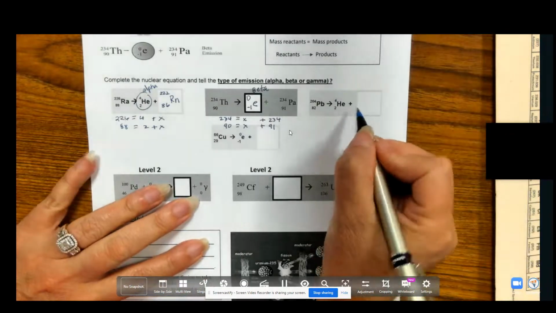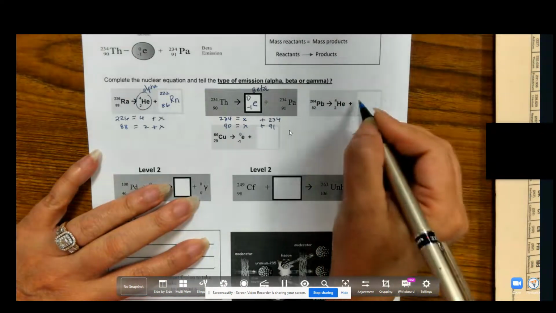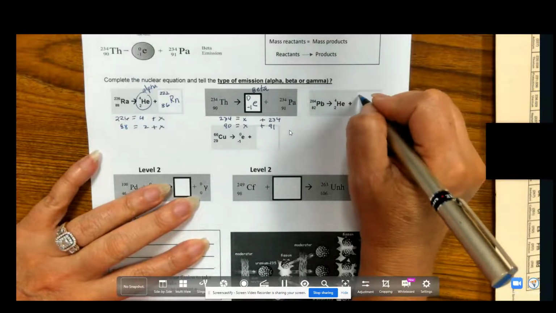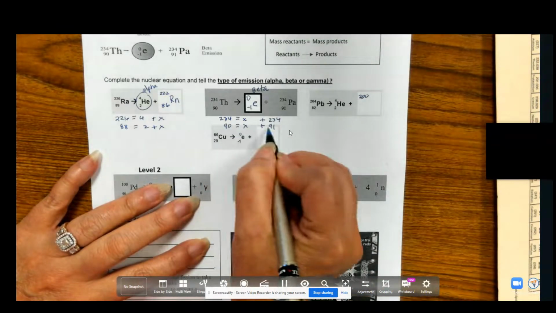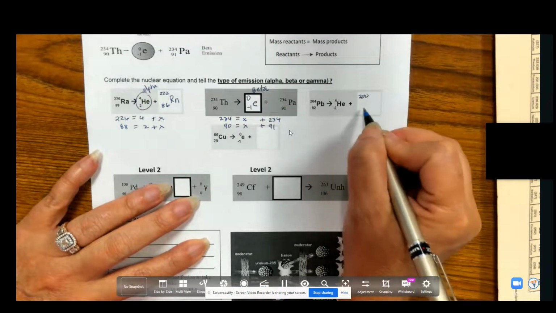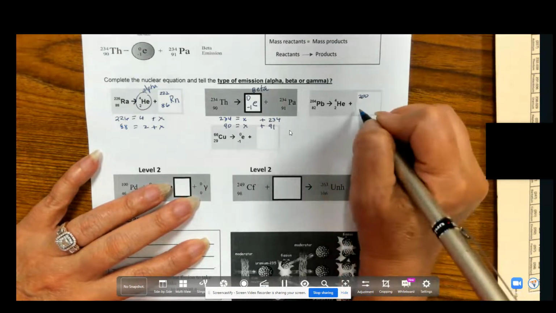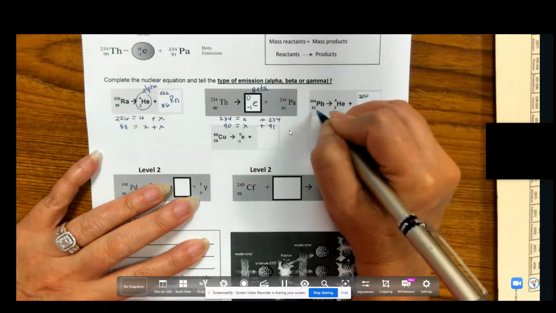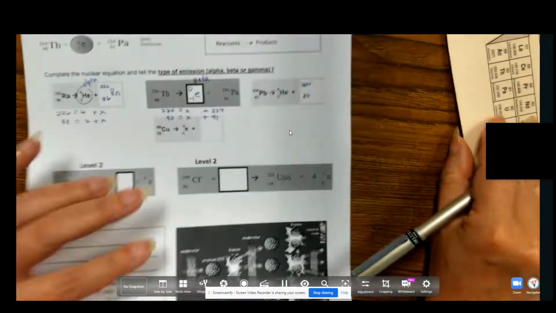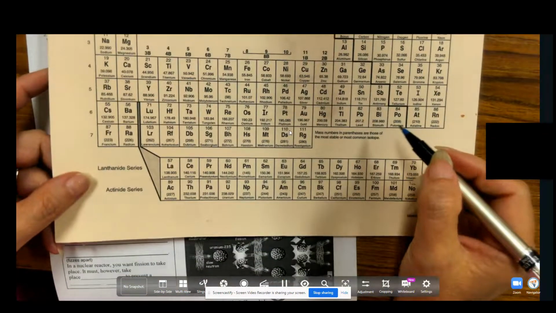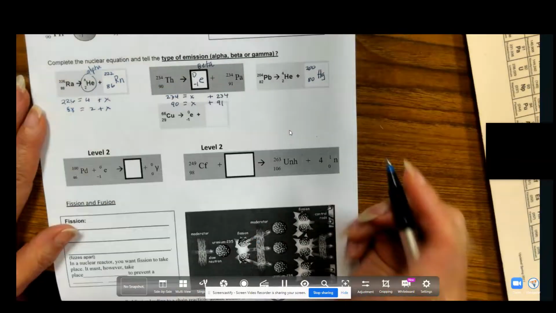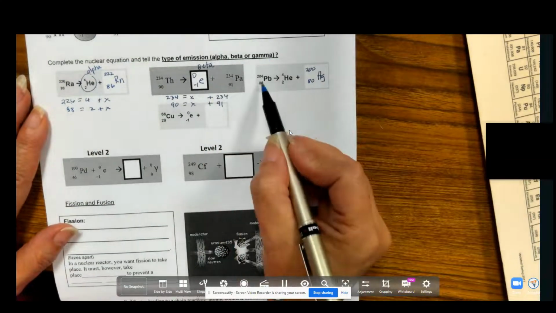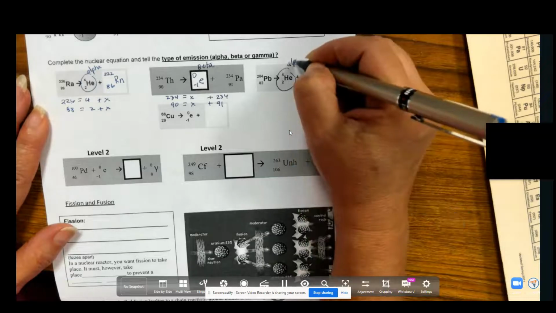All right, let's do the next one. 204 equals 4 plus what? Or we can probably just write it in as 200, right? You don't always have to write it out. So 82 equals 2 plus what? Well, that would be 80, right? Because 80 plus 2 equals 82. All right, and then the bottom number, the 80, tells me what it is. So I find 80, here's 80, it's Hg, mercury. So then I put in the symbol, Hg. And then what type? Alpha, beta, gamma. Well, this is alpha emission.